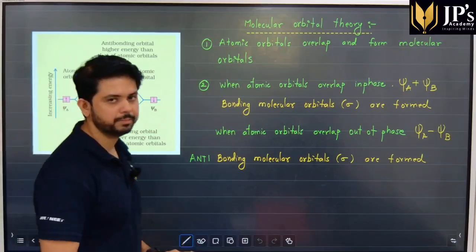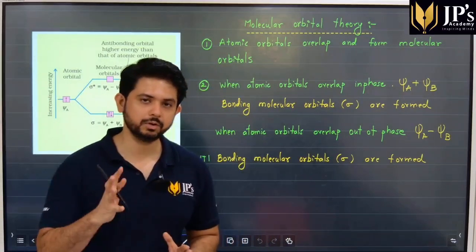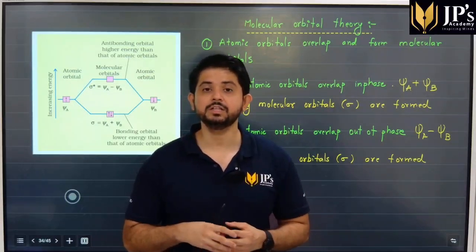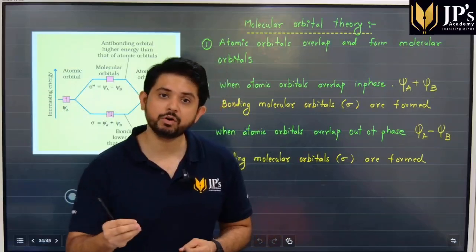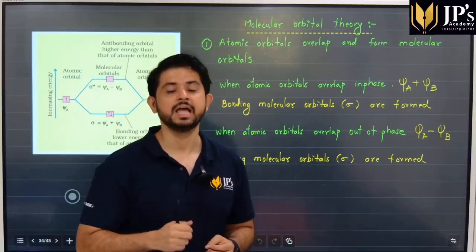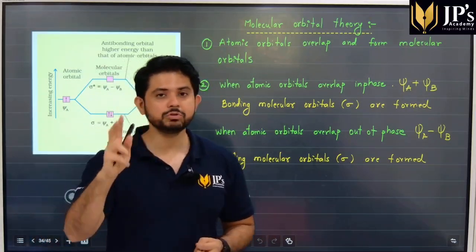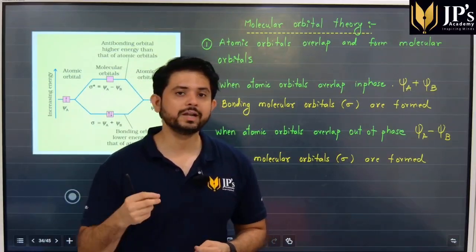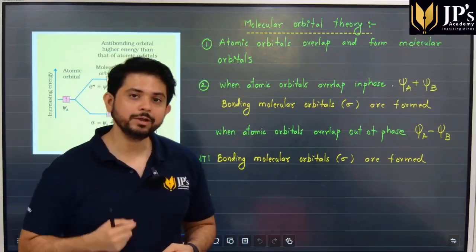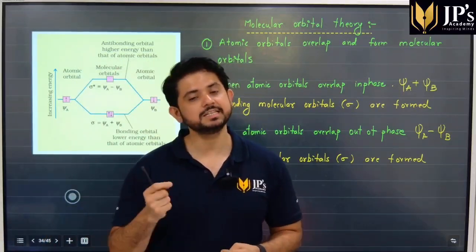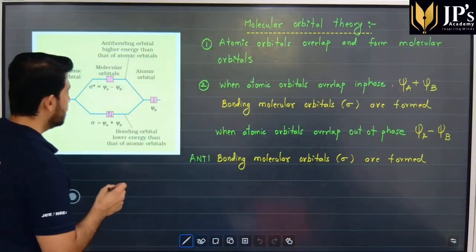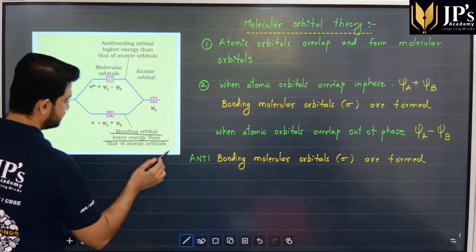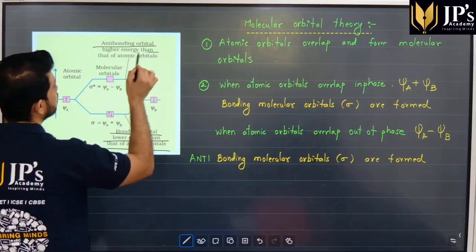Next, students, we have a very important theory called molecular orbital theory. Molecular orbital theory says that when atomic orbitals overlap with each other, they lose their original identity, and what they form are called molecular orbitals. There are two types of overlap. The atomic orbitals will either overlap in phase or out of phase. When they overlap in phase, it results in the formation of bonding molecular orbitals. And when they overlap out of phase, it results in anti-bonding orbitals.